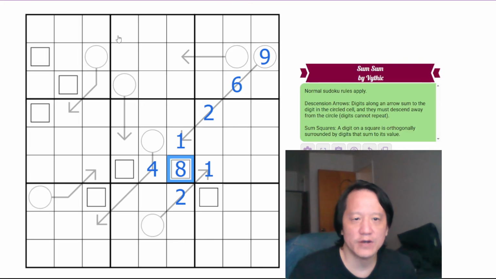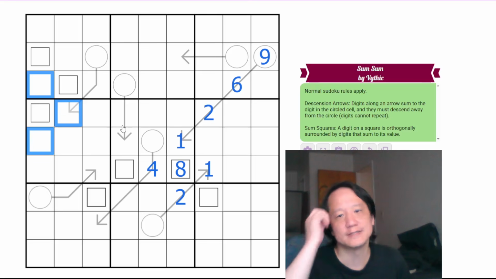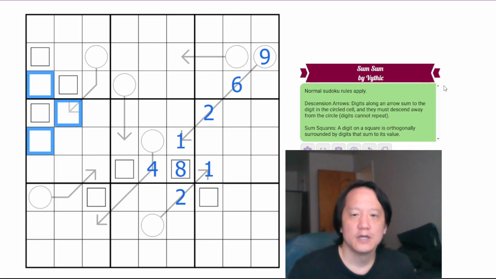And so for the example, this square would be the sum of these 3 digits. The sum here would be the sum of these 4 digits. The sum here would be the sum of these 3 digits, etc., etc. And those are all the rules.